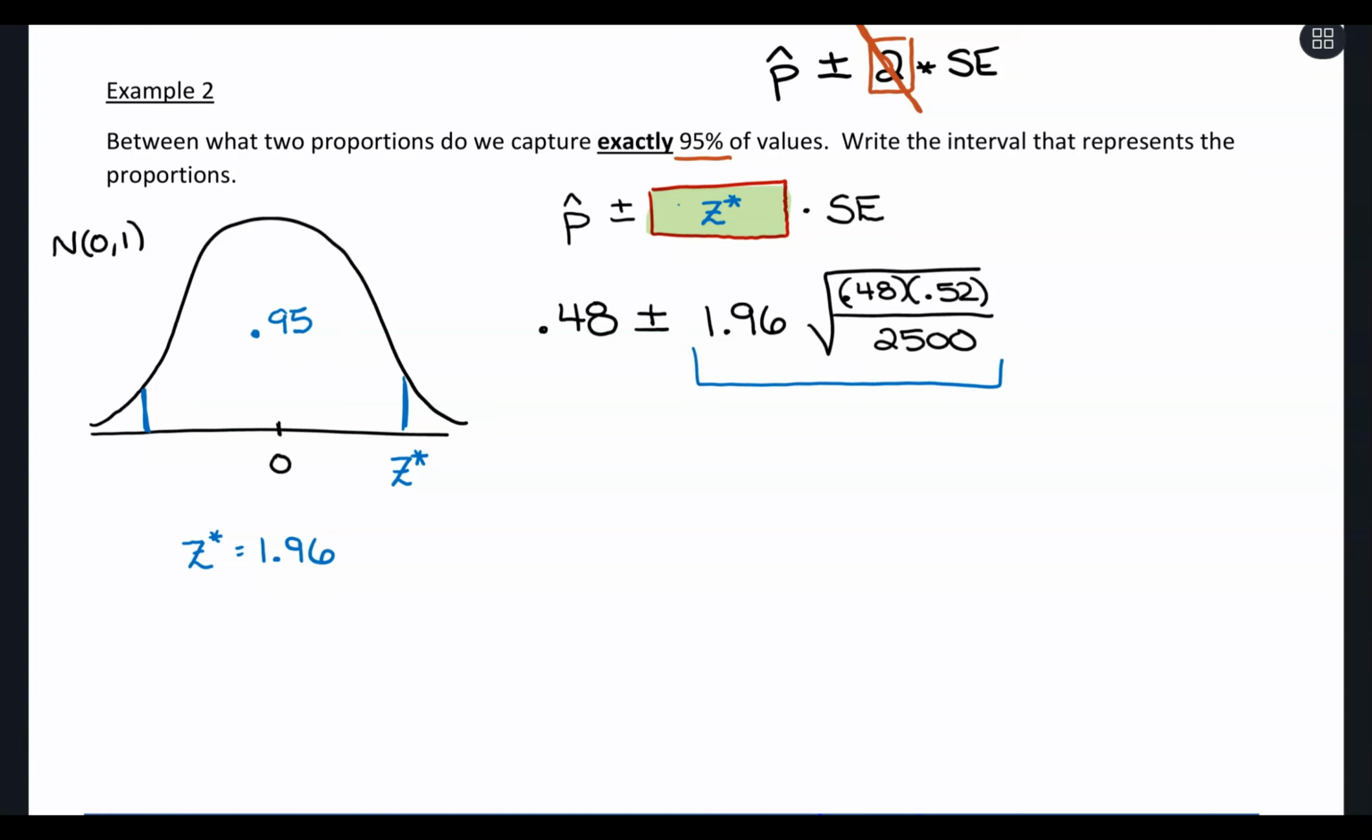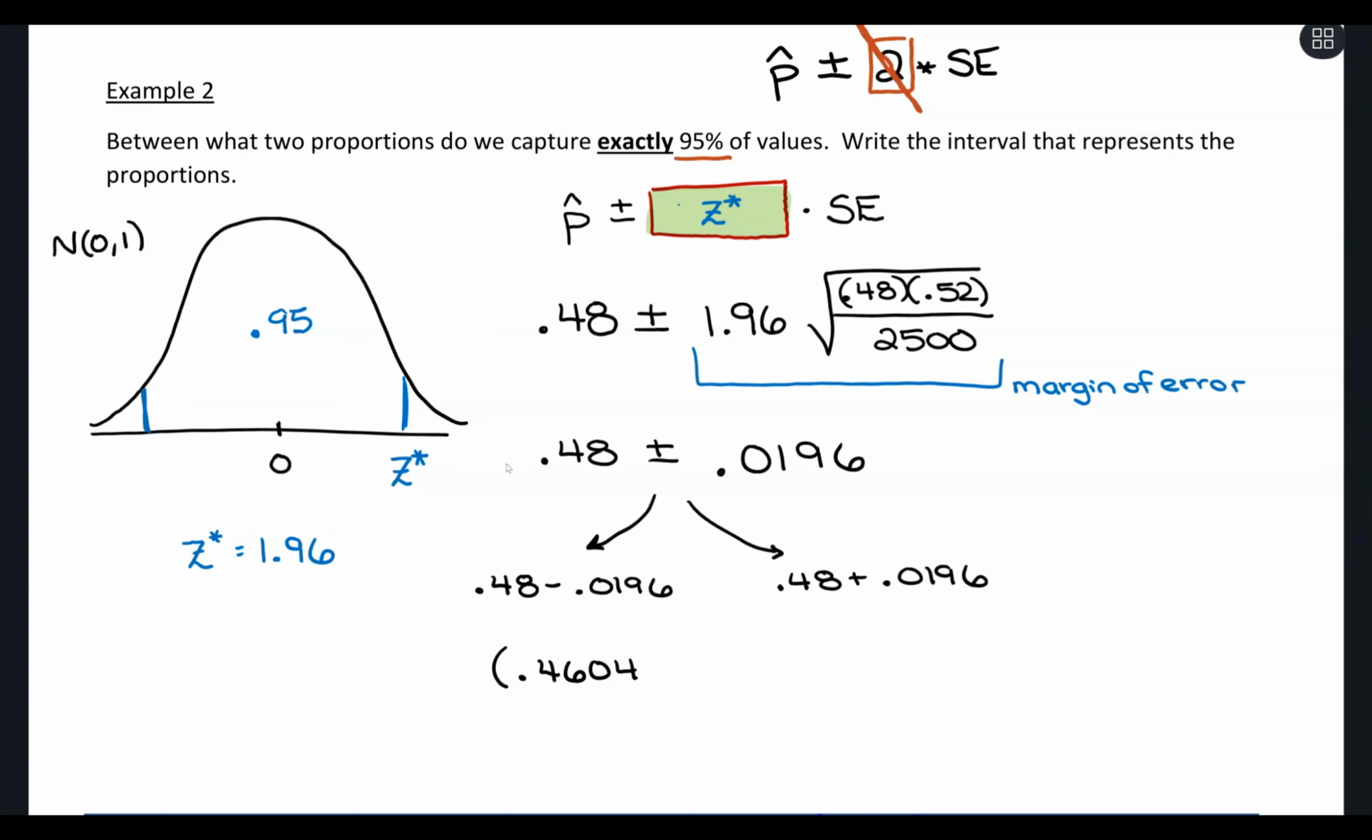So our lower bound is going to be 0.4604 and the upper bound is 0.4996. So when we go on to make a sentence here, we would say from 46.04% to 49.96% for our final calculation. And that is our more accurate confidence interval, so that we're using exactly 95% of values using that 1.96.